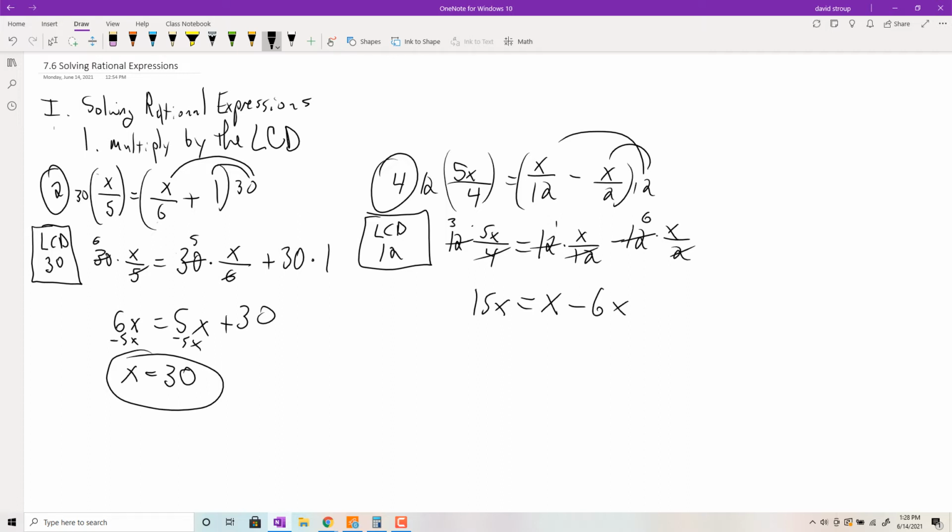Okay, so on the right, there's a little bit of simplification, combining like terms, you get minus 5x. And then we need to get all the x's on one side, so I'm going to add 5x to both sides. So I get 20x equals 0. And then finally divide by 20, and x will be 0.